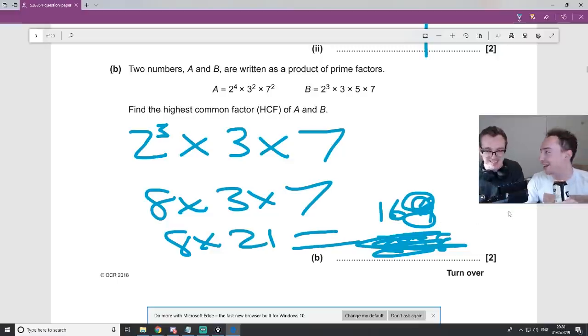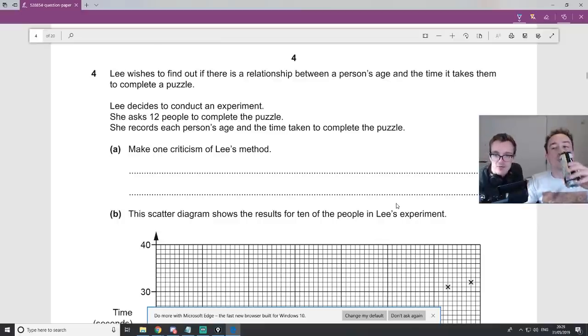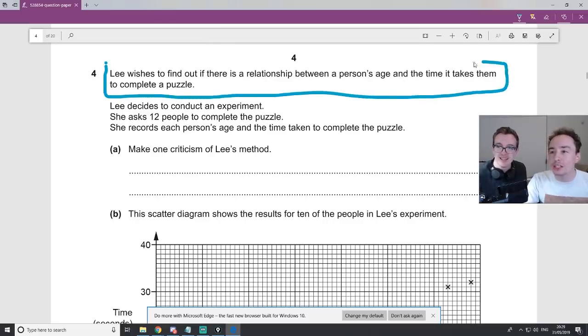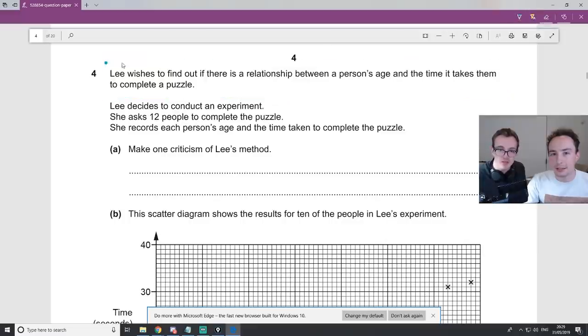I'm so dumb. Lee wishes to find out if there's a relationship between a person's age and the time it takes... Lee, mate, that's called age discrimination and it isn't allowed in the workplace. Lee's probably some 8-year-old.